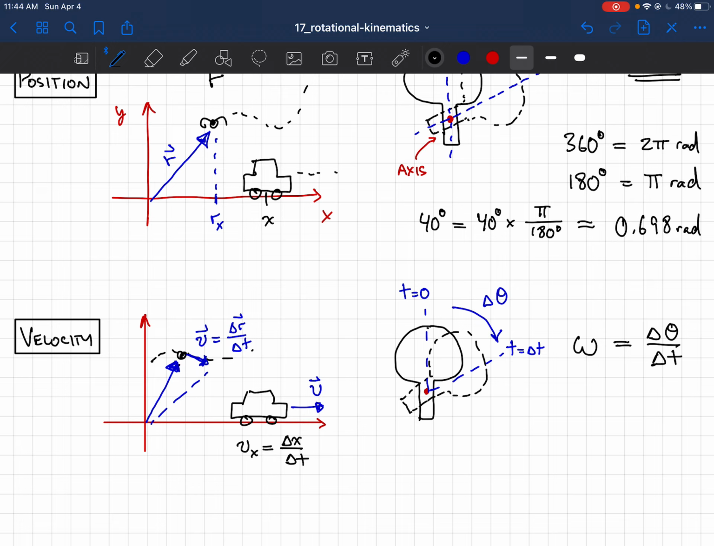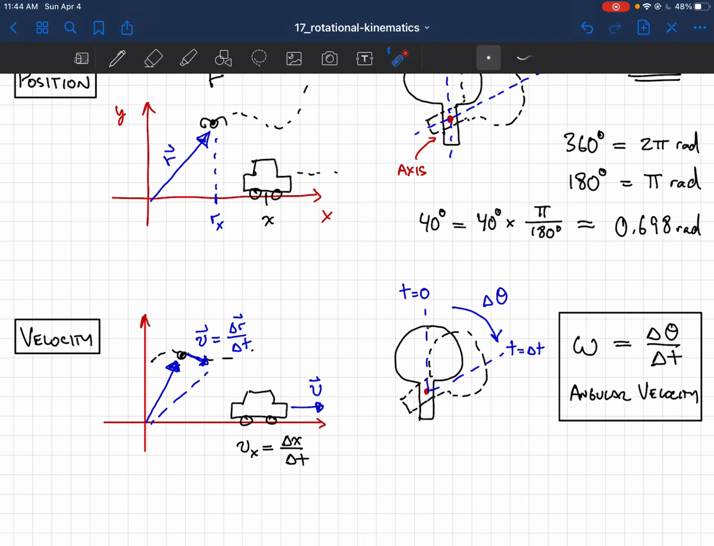And that thing, as we called it, omega, is called the angular velocity. So you see that the equation is very similar to the one that we have for the one-dimensional translational velocity. It's just the one-dimensional position difference over difference in time. And you might say this is actually omega z, because it's the angular velocity about the z-axis, the axis that points perpendicular to the page. So that is our angular velocity.